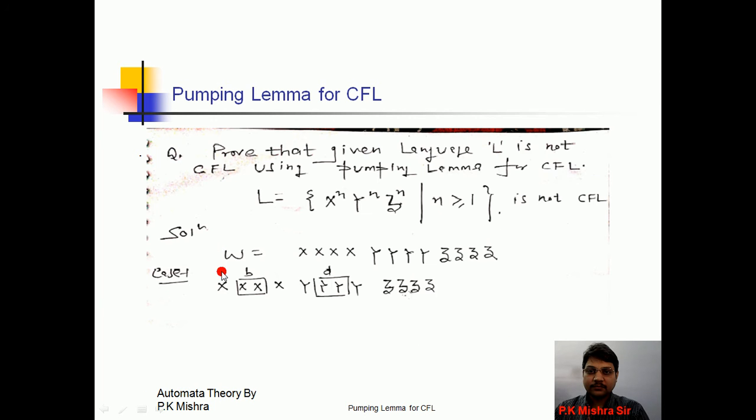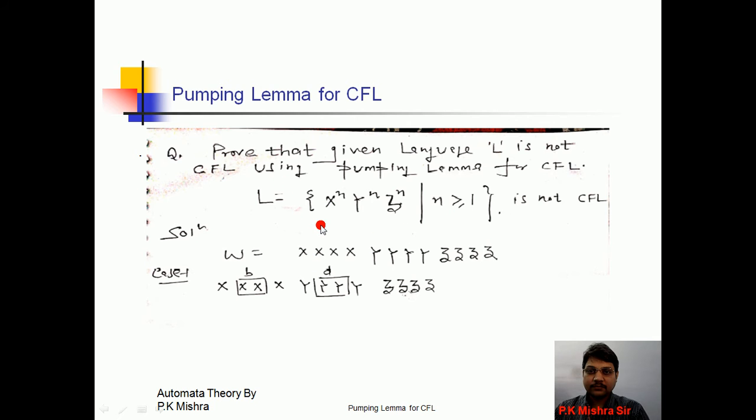Now see, suppose this question is given: L equals x^n y^n z^n such that n is greater than or equal to 1. Prove that this given language is not context free language. This is the question. This is also called a negativity test, because pumping lemma only proves that the given language is not context free or not regular. It doesn't prove that the language is context free or regular. Now see, this is the given language, and the question is to prove that this language is not context free.